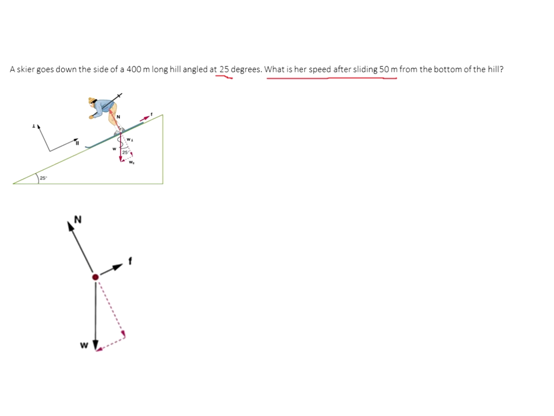So we still have that 25 degrees, and we have that because this is the picture I copied from the book, and I was too lazy to do some sort of Photoshop to change that angle. And now, before I gave you the height of the hill, now this is going to be a different hill, even though the skier is wearing the same clothing. They're going down a 400-meter long hill. And we want to know her speed after sliding 50 meters from the bottom of the hill. So I've got my free body diagram here.